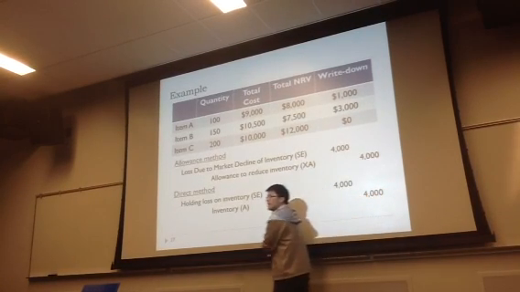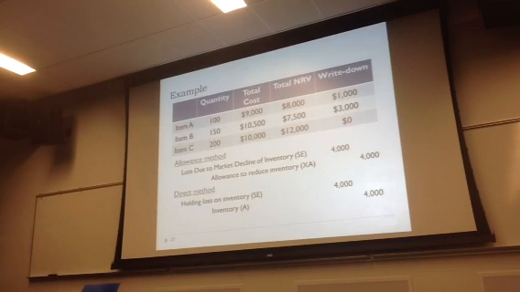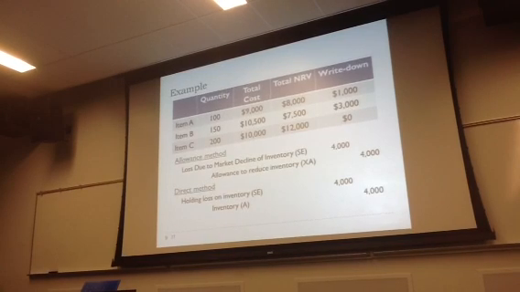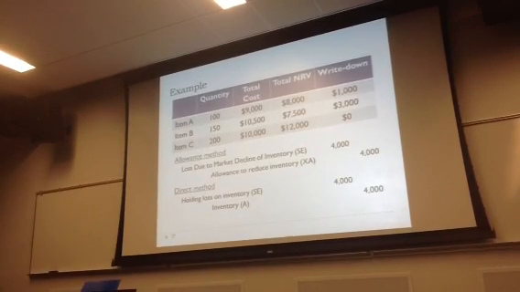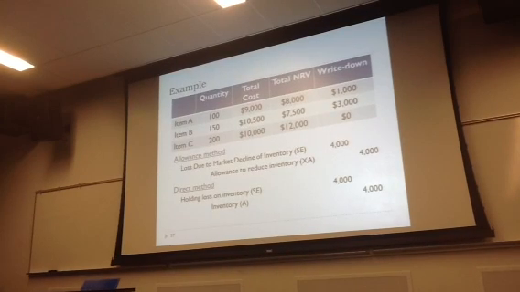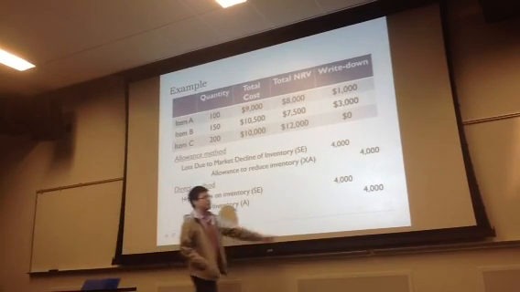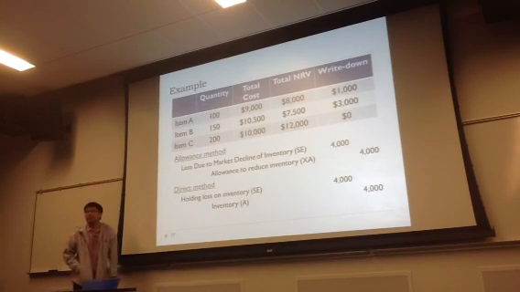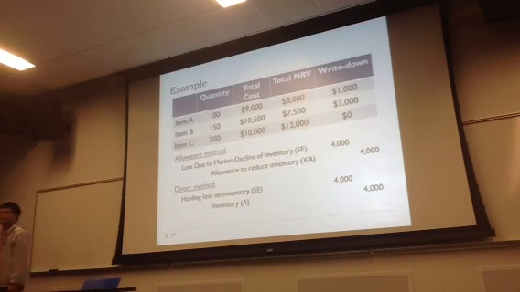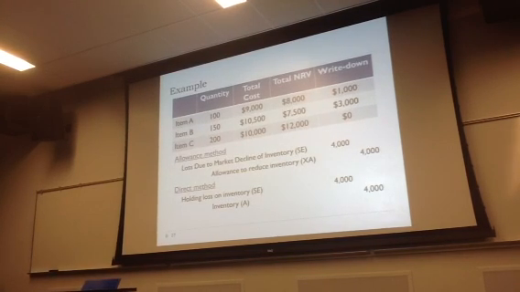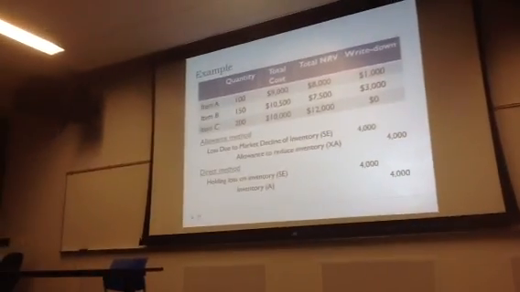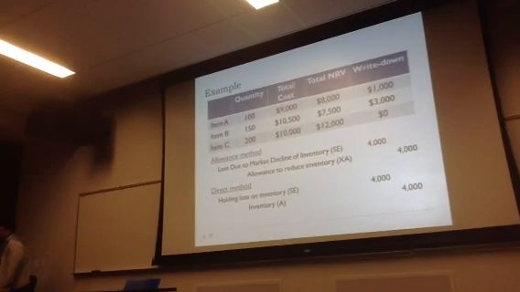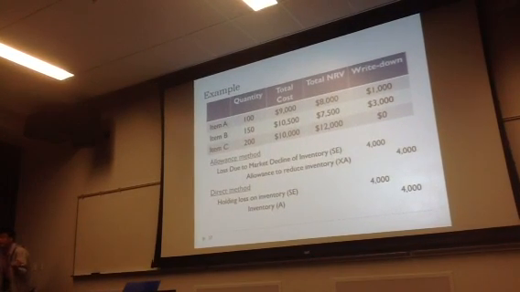Any questions about that? Yes. Exactly right. $4,000 is just 1,000 plus 3,000 plus $0. Yeah. So the question is, the $4,000 is the sum of the write-downs. Any other questions? So that would be the difference between the allowance method and the direct method. One uses the contra asset account, one does not.